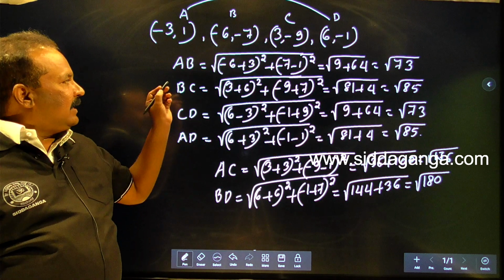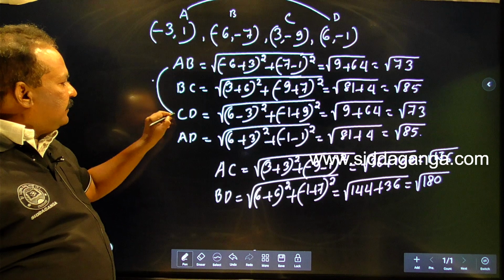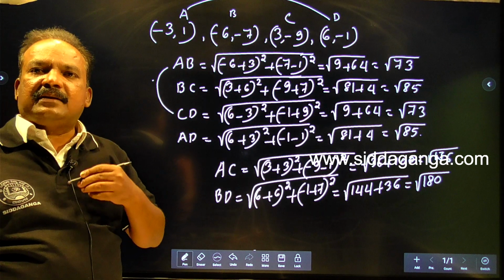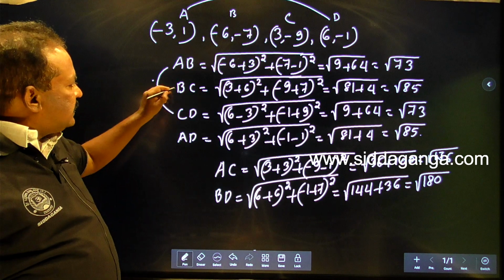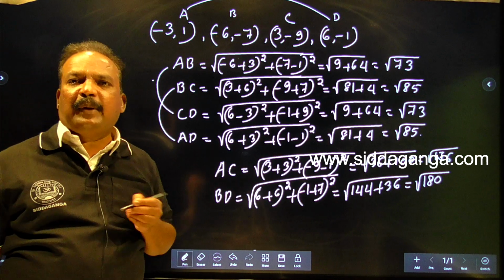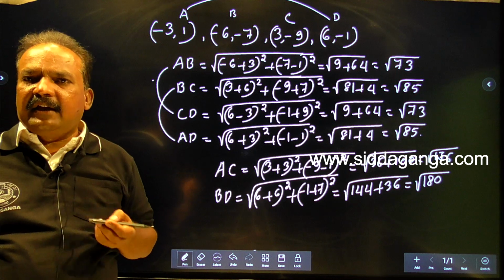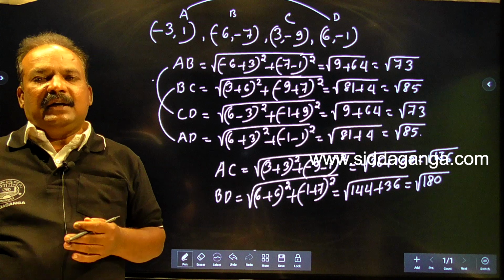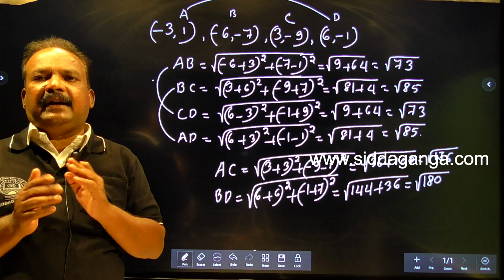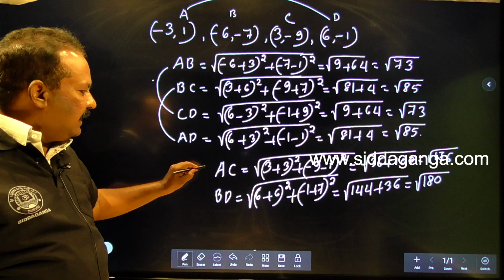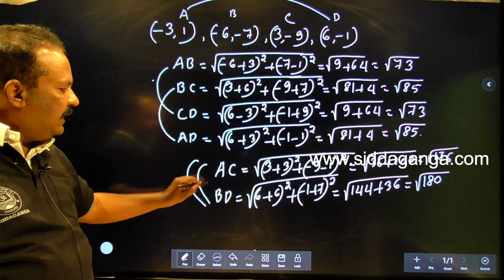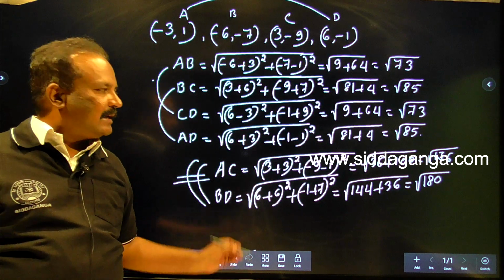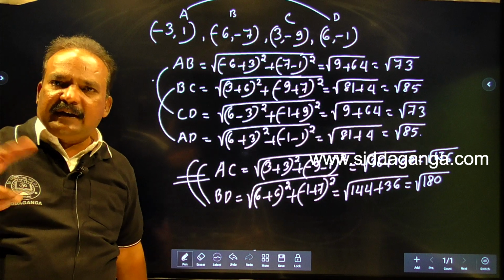Look here, AB is equal to CD. Opposite sides are equal. This happens in the case of rectangle also. BC is equal to AD. One more pair of opposite sides are equal. So it also happens in the case of rectangle. But how do you differentiate between the rectangle and parallelogram? Here AC is not equal to BD. So that is parallelogram. If AC is equal to BD, that is rectangle.